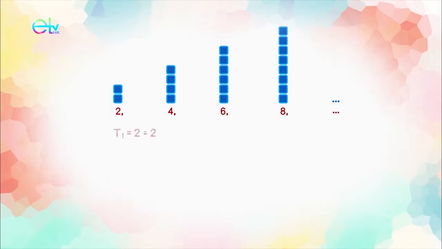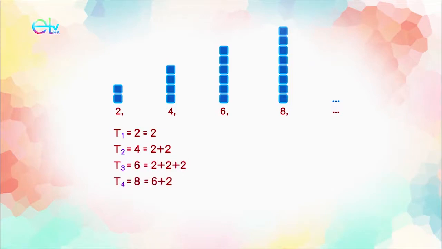The first term, T1, is 2. The second term, T2, is 4. That is 2 plus 2. The third term, T3, is 6. That is 4 plus 2, i.e. 2 plus 2 plus 2. The fourth term, T4, is 8. That is 6 plus 2, i.e. 2 plus 2 plus 2 plus 2.